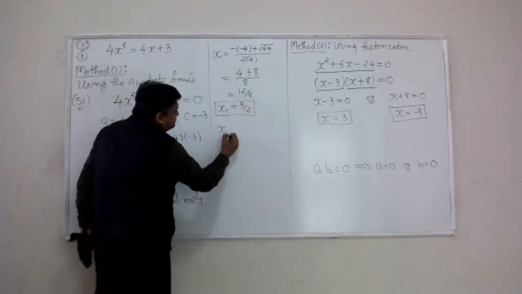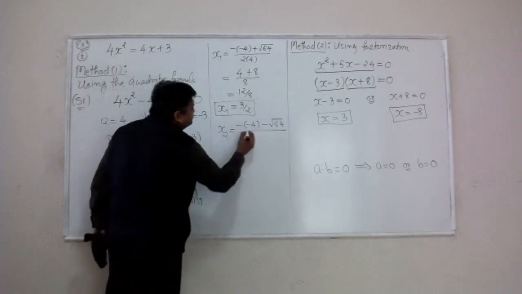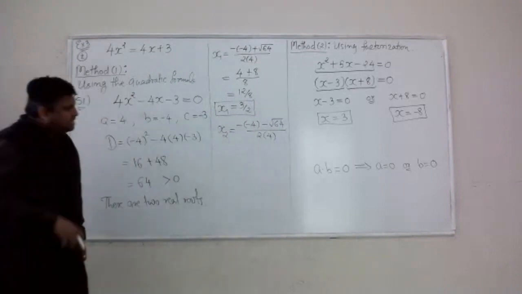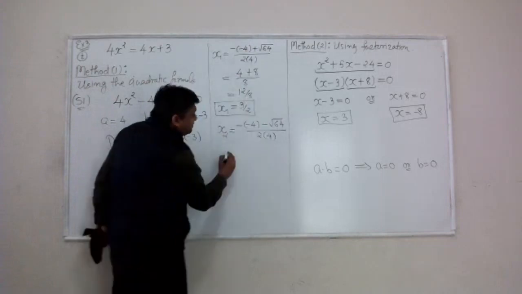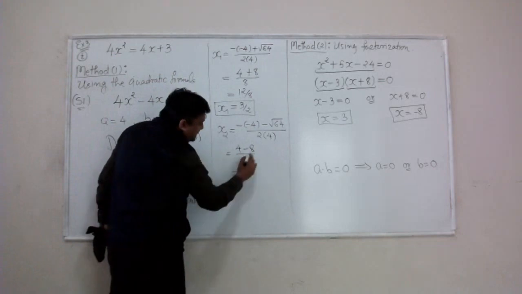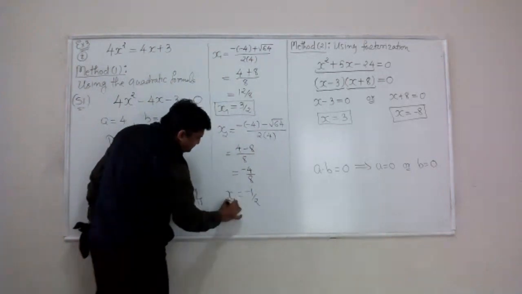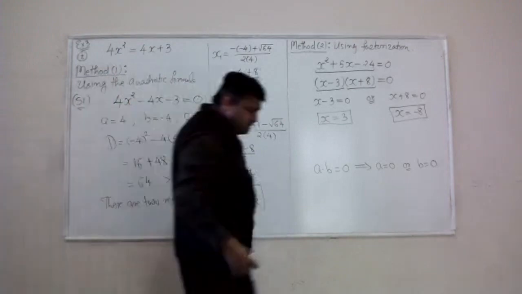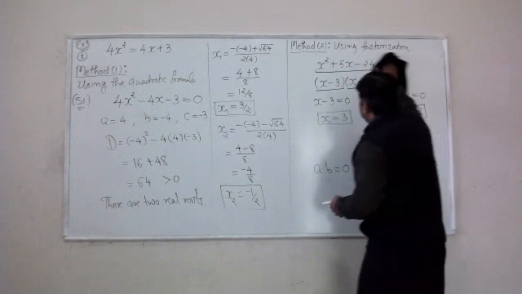Find out the second solution. Negative b minus square root of d over 2 times a. All right. This computation is symmetric. The only difference is the sign of that square root d term. 4 minus 8 over 8, I end up getting negative 4 over 8 or negative 1 by 2. All right. As I said, we can solve the same problem using the second method as well.